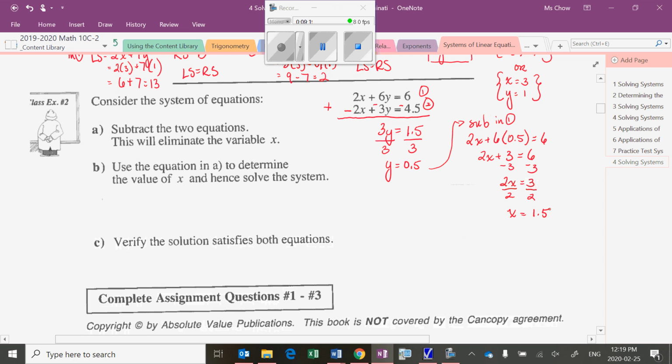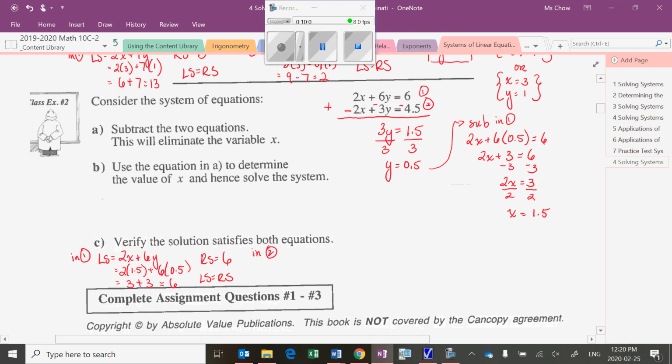So again, once we have a solution, we want to just verify that it satisfies both equations. Satisfies, again, means that we substitute our x and y values in, and the equations are true. So in 1, the left side is 2x plus 6y, or 2 times 1.5 plus 6 times 0.5. So 2 times 1.5 is 3, plus 6 times 0.5, which is 3 again, and that is 6. And the right side is also 6, so that's all good. Left side equals right side.